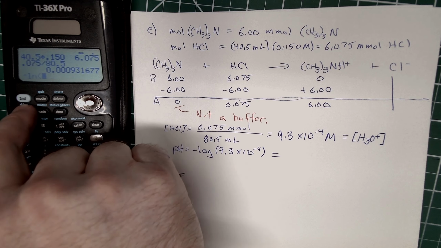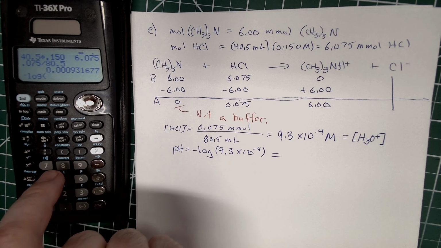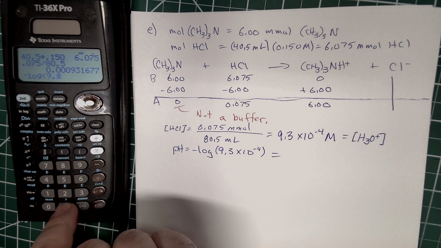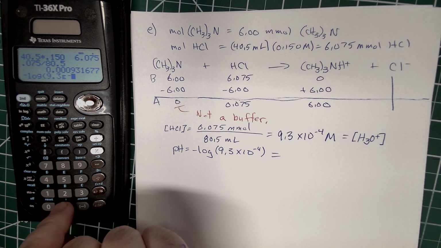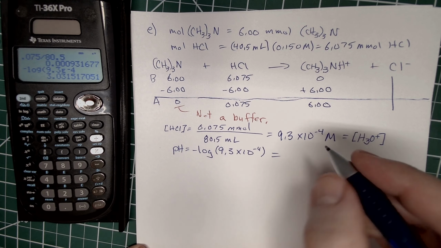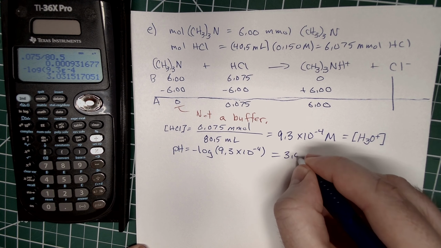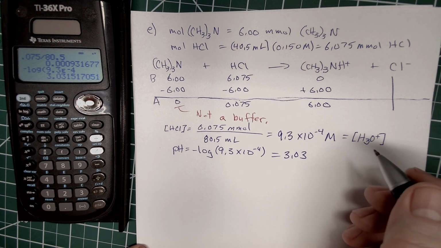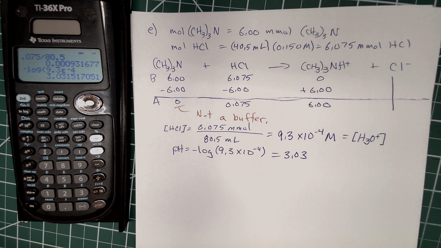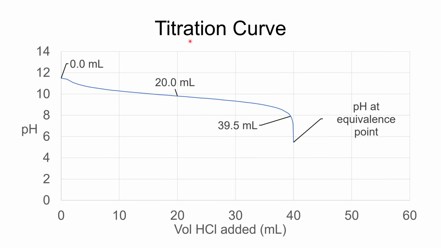All right, so negative log, make sure you get log base 10, so 9.3 times 10 to the negative 4. And that gives us 3.03 as our pH. Let's go back to our titration curve. All right, I kind of messed that up. Let's try that again. There we go.